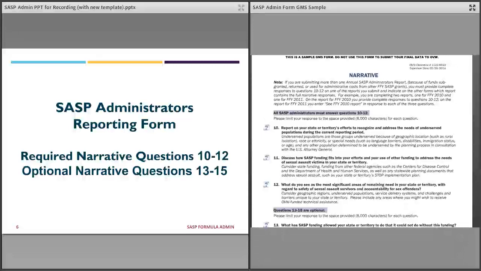The next section of the SASP administrative form is the narrative section. There are required narrative questions in this section. Question 10, underserved population, is required, as is question 11, staff funding and other funding, and question 12, remaining areas of need. These are required on each reporting form.